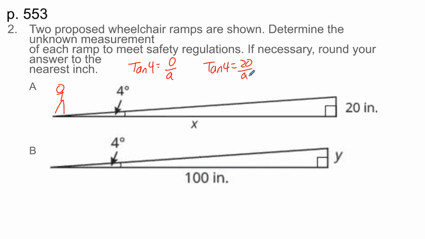I want to get A by itself, so I'm going to cross multiply and get A equals 20 times the tangent of 4. Now, 20 is a number. Tangent of 4 is actually a number. So where do I find what that number is? Well, I'm going to go to my calculator, hit the tangent button, type in the number 4, then hit times 20, and I'm going to get that it is 1.398.